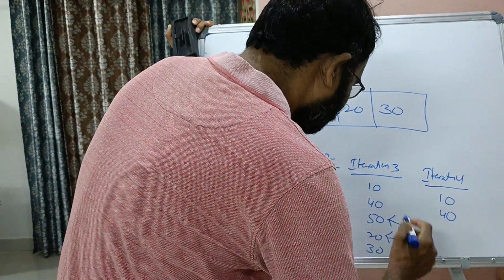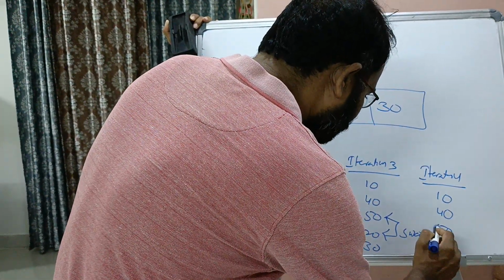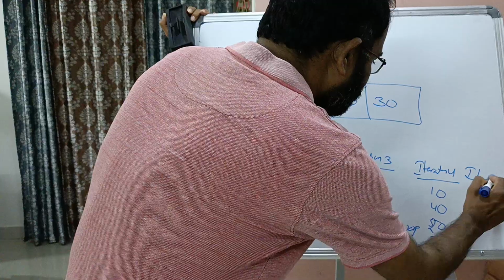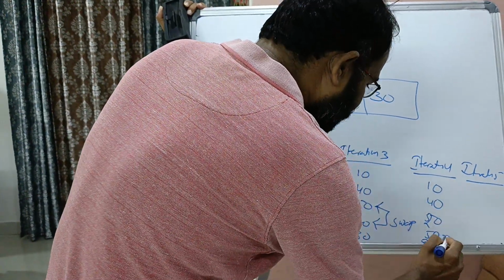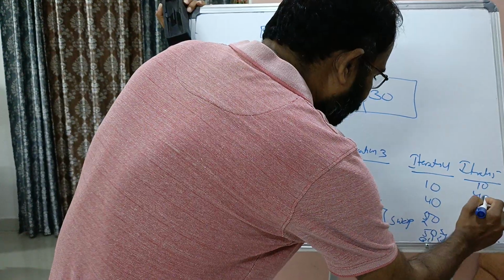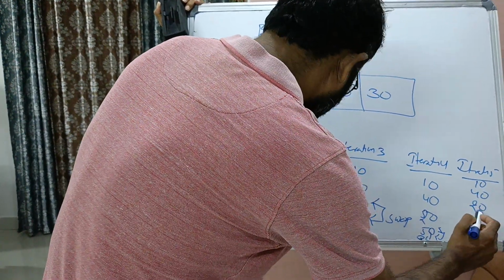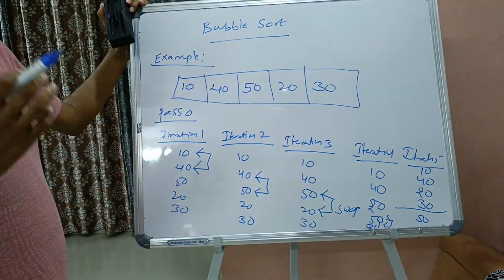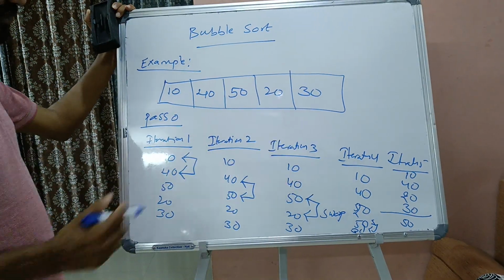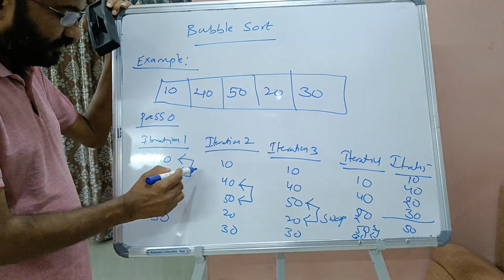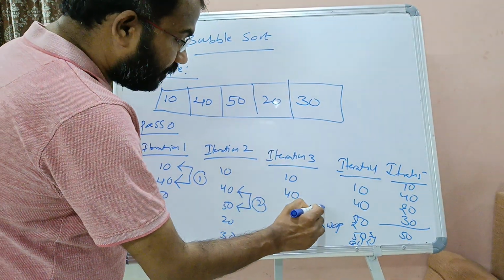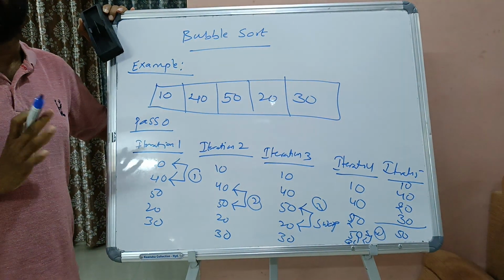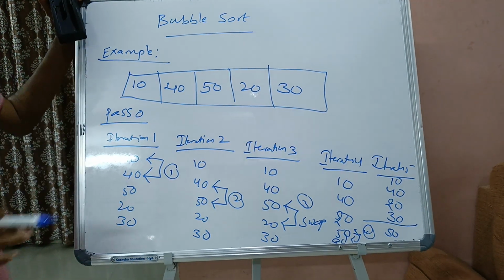Now the last iteration: the last two elements are compared. Now 10, 40, 20, 30, and 50. What happened after completion of one pass? The highest element has reached its position. Now how many comparisons in total? This is the first, second, third and fourth comparison. Five elements means 4 comparisons are possible in one pass. In the first pass, the highest element reached its position.